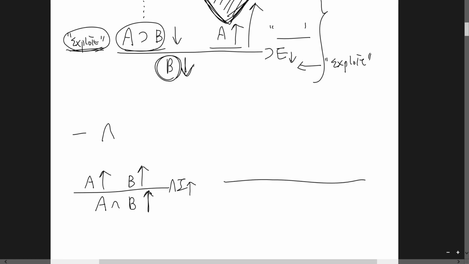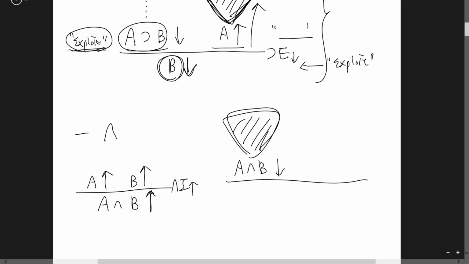Now, let's eliminate an existing judgment of A conjunction B true. This time, we'd like to exploit, so it's a down arrow, because we assume that there is an existing proof of this judgment. And then, by applying conjunction elimination left down arrow, we can create a proof of A true. And this one is again waiting to be exploited. So we'd like to exploit this one. So we move downward. And there's a symmetry case, conjunction elimination right down arrow.